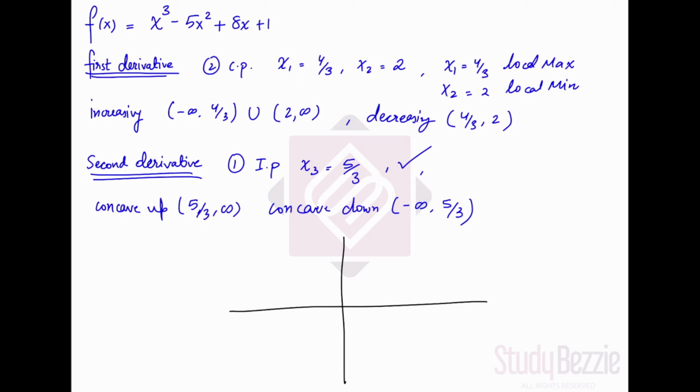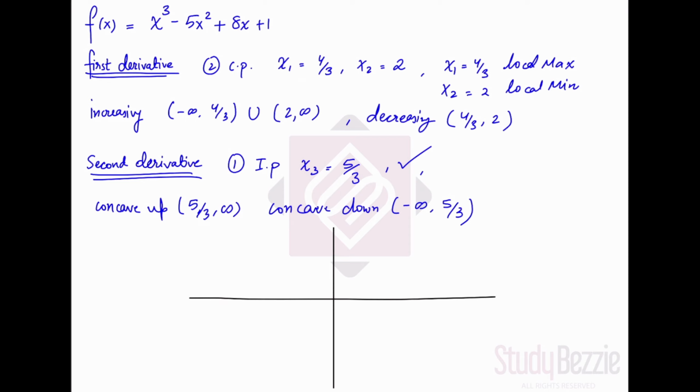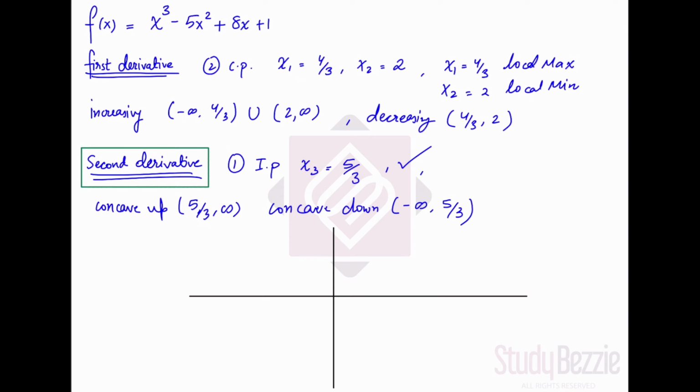Okay, I'm going to redraw these axes so I can have a better understanding of what's happening. Now I'm going to use the blue color to put up the points that I get from the first derivative, and I'm going to use the green color to put up the information I get from the second derivative on the same graph, so you guys can have an understanding of what's going on. Okay, so the first point is x1, which is going to be 4 over 3. The second point is x2, which is going to be the value 2.